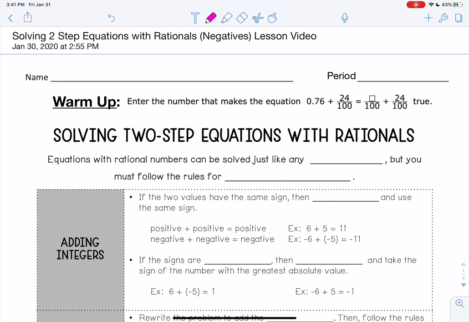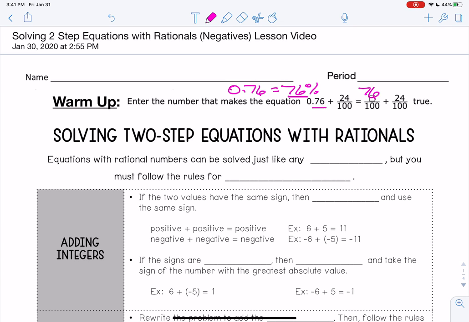I know that 0.76 is the same thing as 76%. Percent means out of 100, so whatever this number is, you stick it over 100, and that gives you the fraction form of a percent. So the answer is 76. You would just take this and stick it on top of the 100, and that would make that equation true. All right, moving on to today.